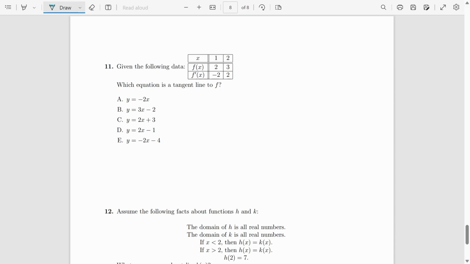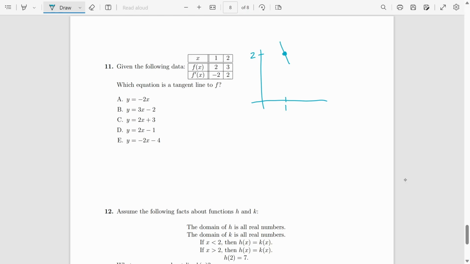All right, question 11, almost done. Given this data in this table, which equation is a tangent line to this function that we don't fully know? We just have a couple of points that we know about it and a couple of points of its derivative. So this would be useful to graph out actually. It's saying when x equals 1, y equals 2, and at that point the slope is negative 2. So it'd be right there, and its slope is negative 2, so it kind of goes down like that.